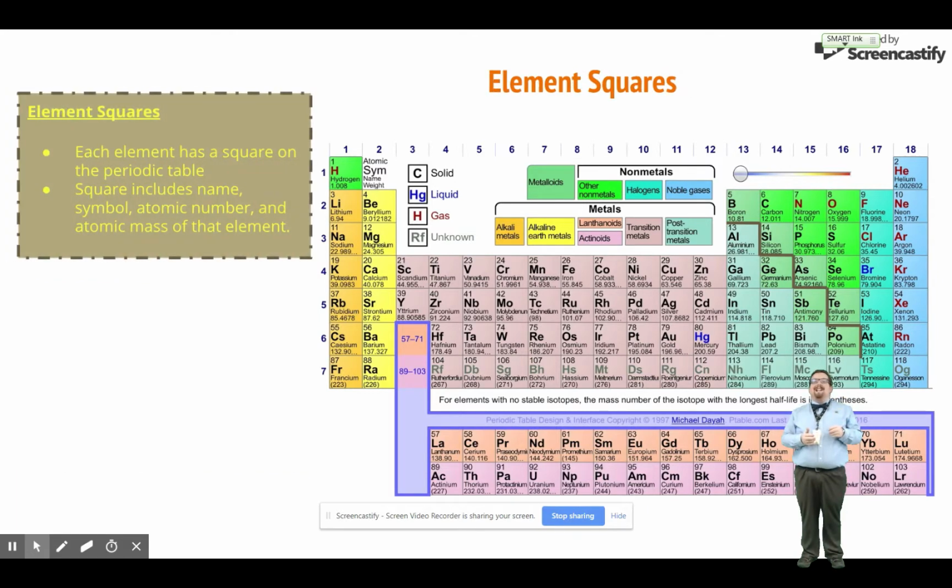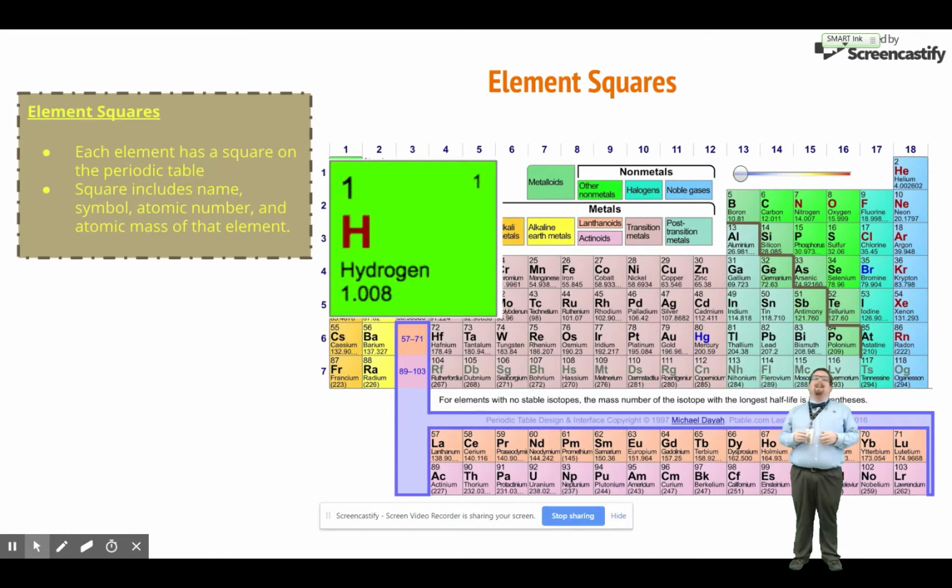There are 118 squares on a periodic table. Each one corresponds to an element. In each element square, there's always a good bit of information. Some periodic tables have more information, some have less. And sometimes the information is in a different place in the square. But if you know what you're looking for, you should be able to read it clearly. Generally, each element square contains a name, a symbol, an atomic number, and an atomic mass for an element.